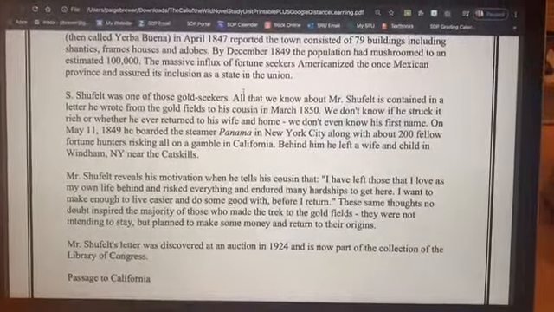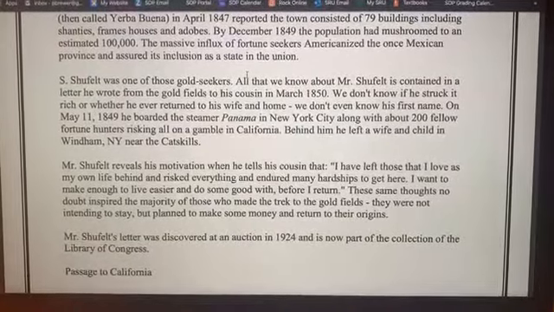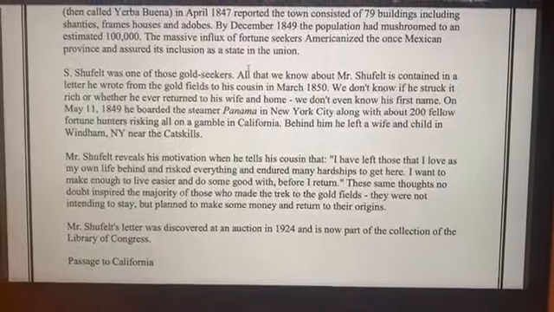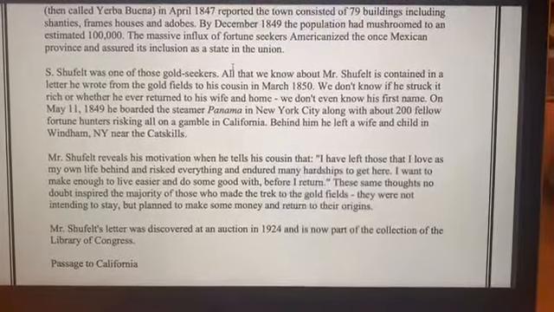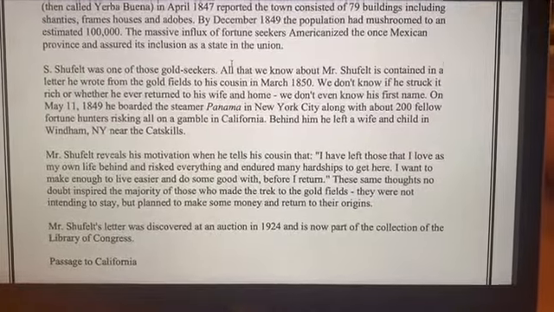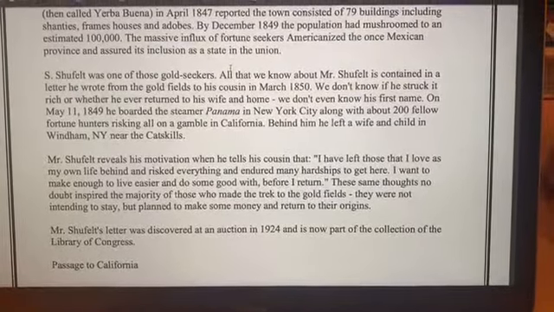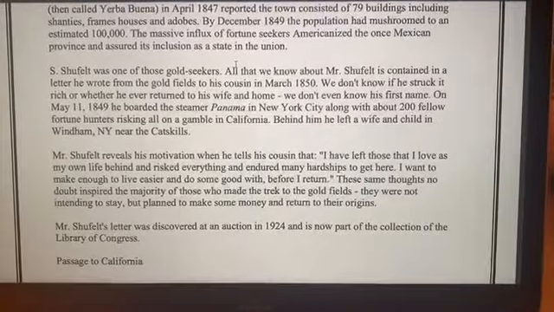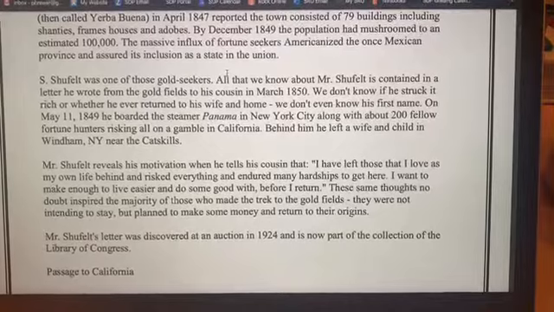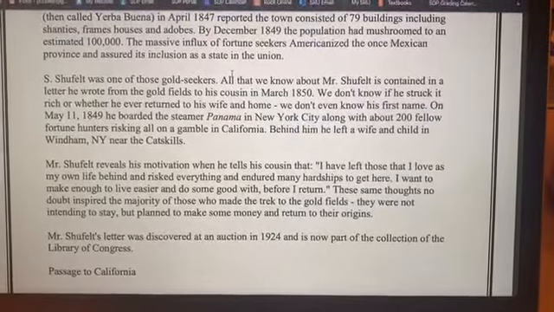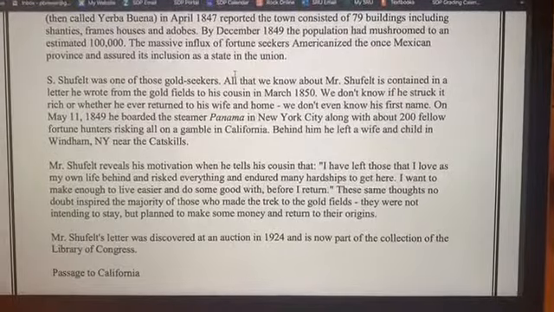All that we know about Mr. Shuffelt is contained in a letter he wrote from the gold fields to his cousin in March 1850. We don't know if he struck it rich or whether he ever returned to his wife and home. We don't even know his first name. On May 11, 1849, he boarded the steamer Panama in New York City, along with about 200 fellow fortune hunters, risking all on a gamble in California. Behind him, he left a wife and a child in Windham, New York, near the Catskills.